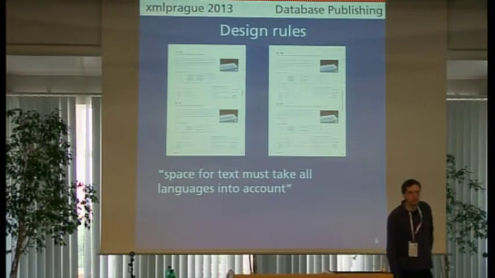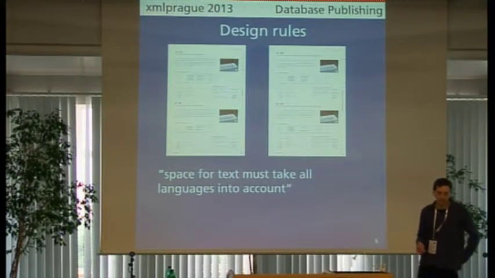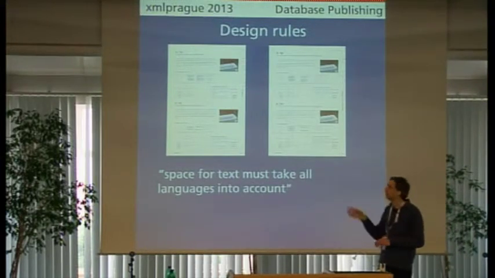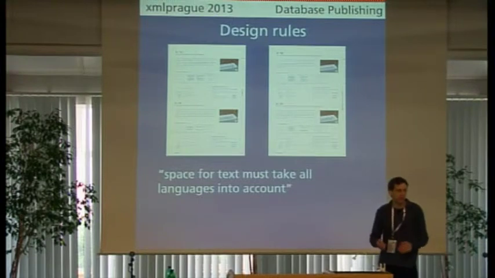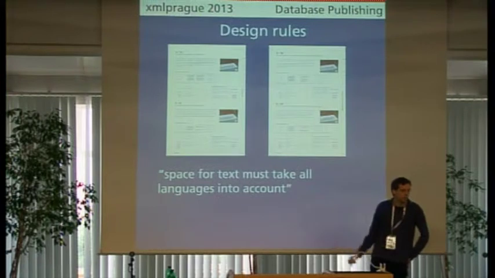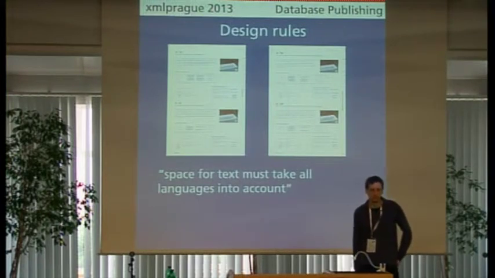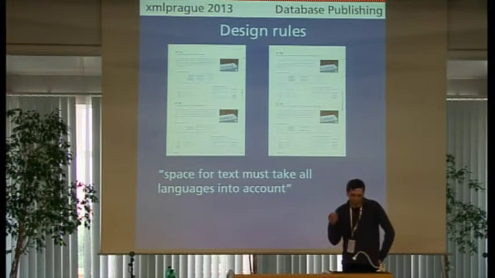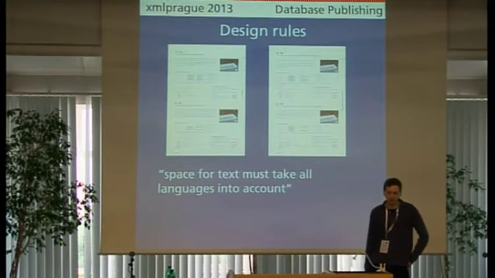So we need to typeset text, find out how big the text in every language is, and then we know where to place the table and the images and the other products. So the design rule can be written something like: space for text must take all languages into account.